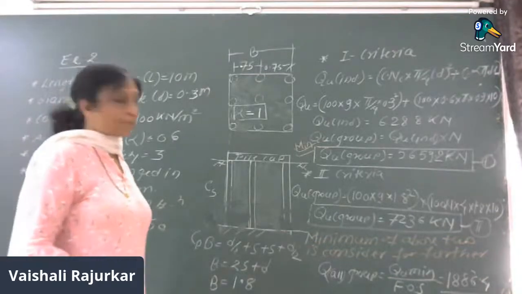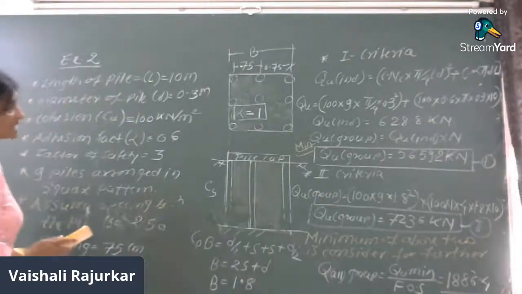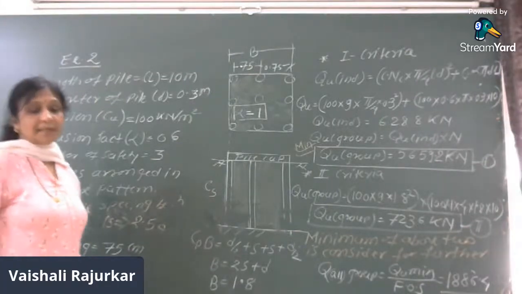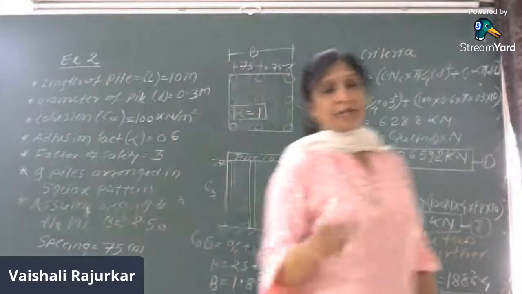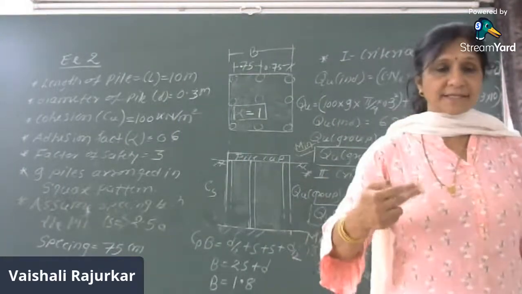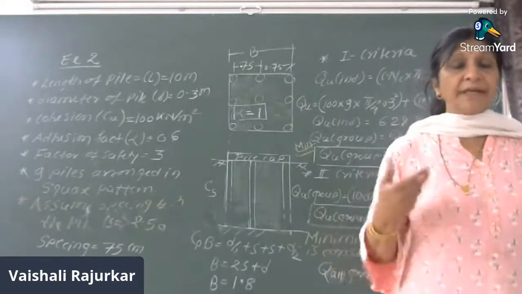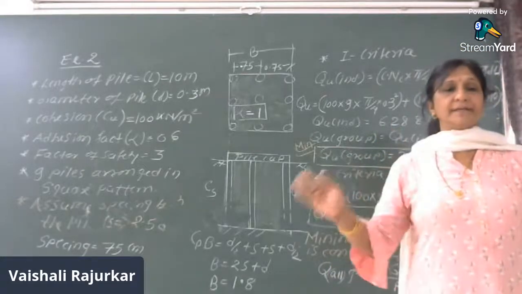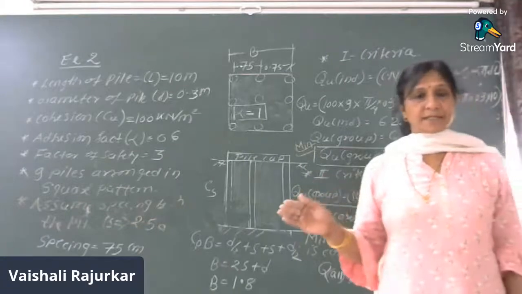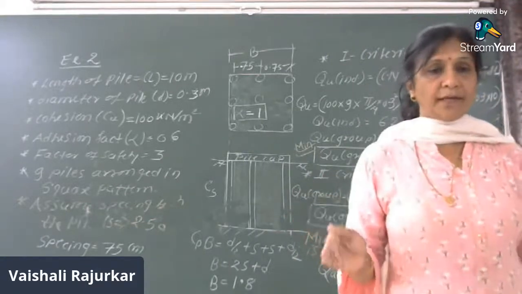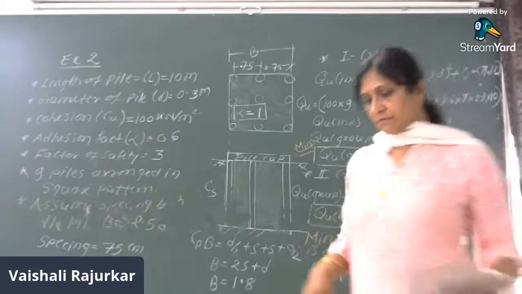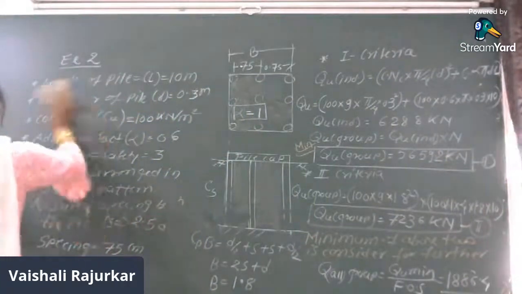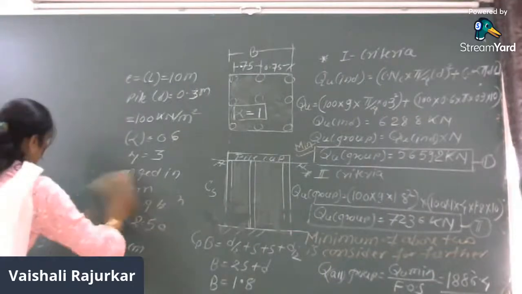So the next part, we will consider where the tip resistance is taken as 0. Sometimes in some of the numericals, in this numerical we have taken both the frictional resistance as well as tip resistance. But in some numericals, it is mentioned that neglect end bearing resistance. In that case, we have to take the QP as 0.